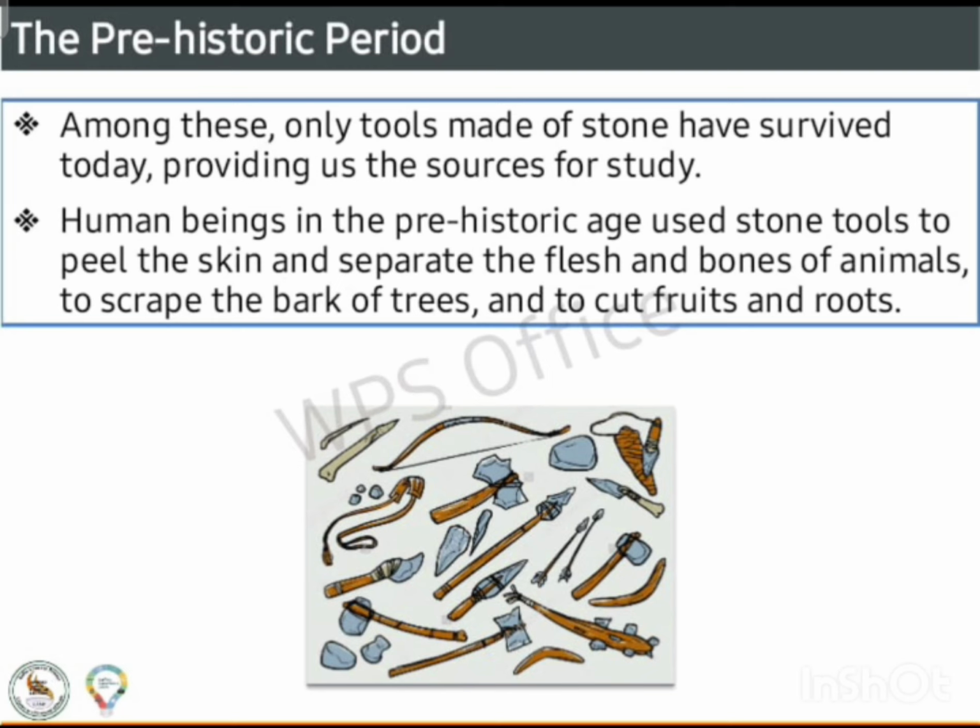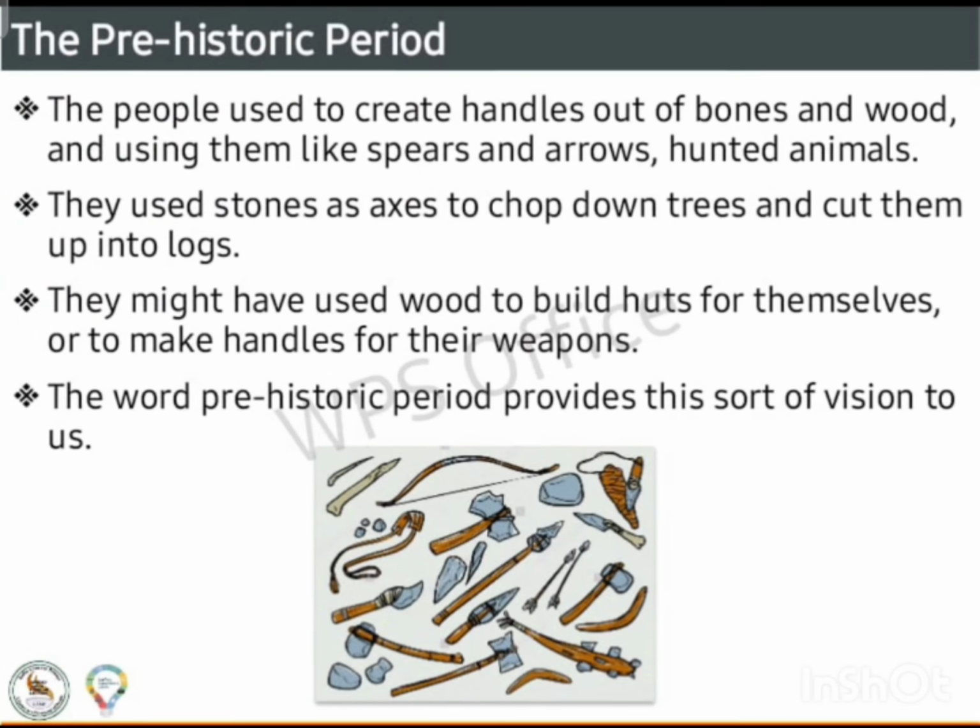Human beings in the prehistoric age used stone tools to peel the skin and separate the flesh and bones of animals, to scrape the boughs of trees, and to cut fruits and roots. The people used to create handles out of bones and wood, and using them like spears and arrows, hunted animals. They used stones as axes to chop down trees and cut them up into logs.